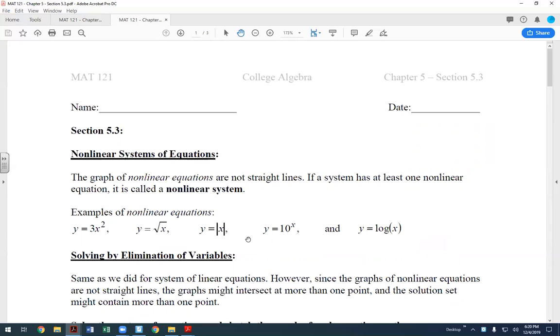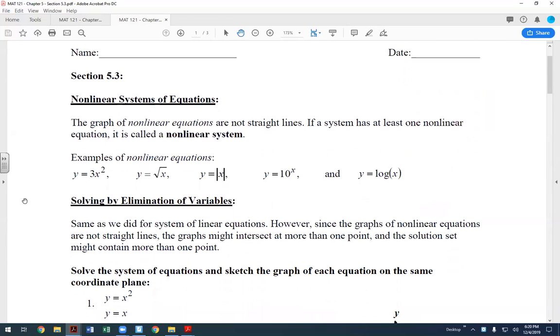Obviously, we're also going to be looking at graphing with this. So your nonlinear examples can be a parabola, y equals 3x squared. Of course, your square root function, absolute value function. We just talked about these in chapter 4, right? Exponential function and logarithmic function. So all of these are examples of nonlinear equations.